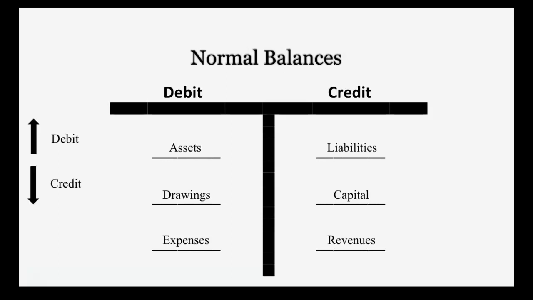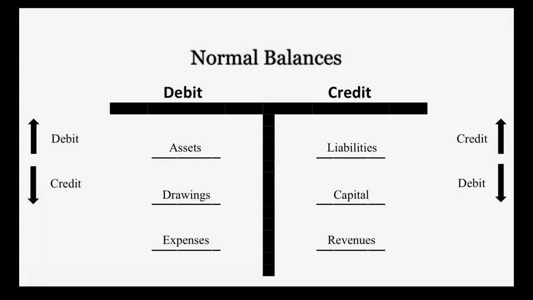That also means that if we wanted to decrease any of those accounts, we would have to credit that account. So if you use cash to pay for something, you're going to want to decrease your balance in cash, which means that we would have to credit our cash account. Same sort of idea over on the other side with liabilities, capital, and revenues. To increase those accounts, we would have to credit them, and to decrease, we would have to debit them.